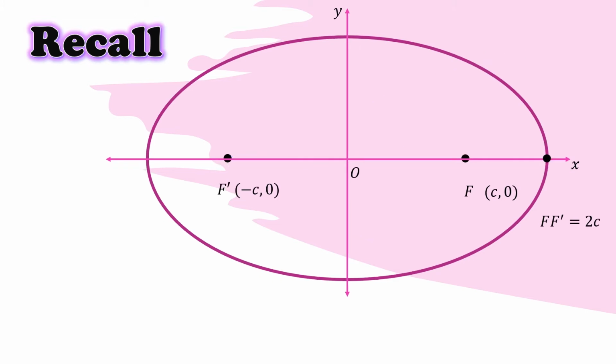Now consider the point P at the point (x, 0). You will notice that there is an overlap of the string from point P to point F. And since we set the sum of the distances PF prime plus PF equal to 2a, then the distance between the origin and the point (x, 0) is equal to a units.